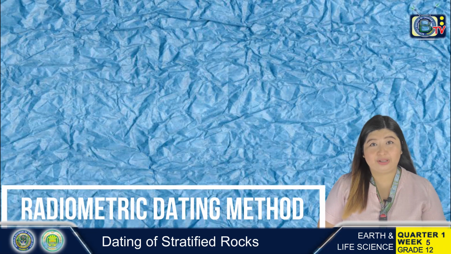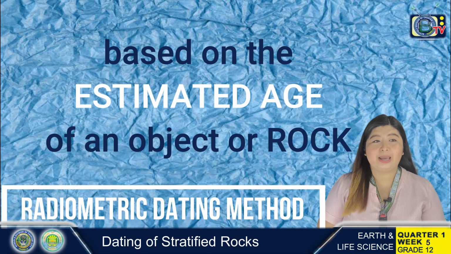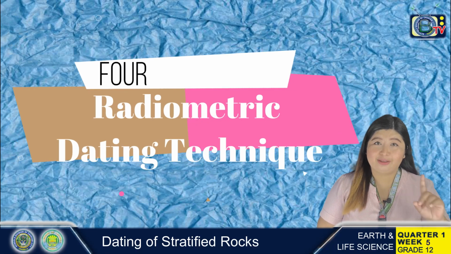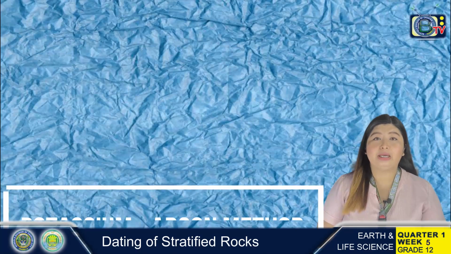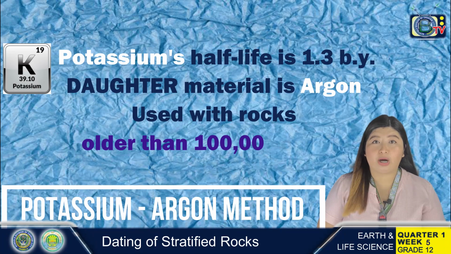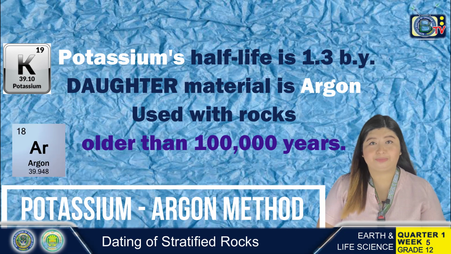Scientists use different radiometric dating methods based on the estimated age of an object or a rock. And there are 4 radiometric dating techniques. The first one is the Potassium-Argon method. Potassium has a half-life of 1.3 billion years, and it decays, leaving a daughter material of argon. This method is used mainly to date rocks older than 100,000 years old.